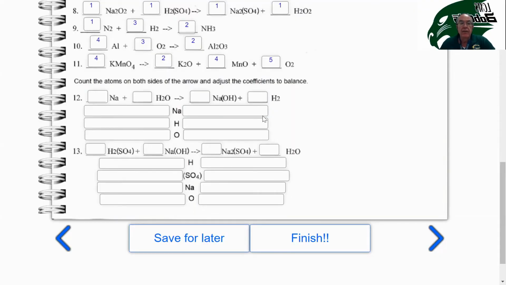Okay, so we have to do these ones down here, and this is more like what you'll typically see on quiz or homework assignments. So first we're going to start off by counting the elements on both sides. We have 1 sodium. In the water, the H2O, we have 2 hydrogens and 1 oxygen. We're going to look over on this side, and we have 1 sodium. We have in this OH 1 hydrogen, 1 oxygen, and then we have 2 more hydrogens there, so we have a total of 3.